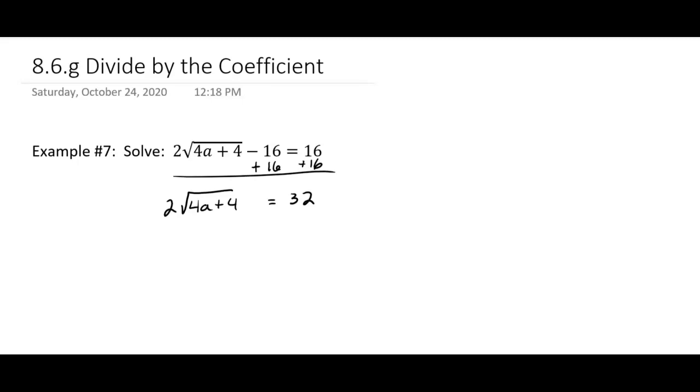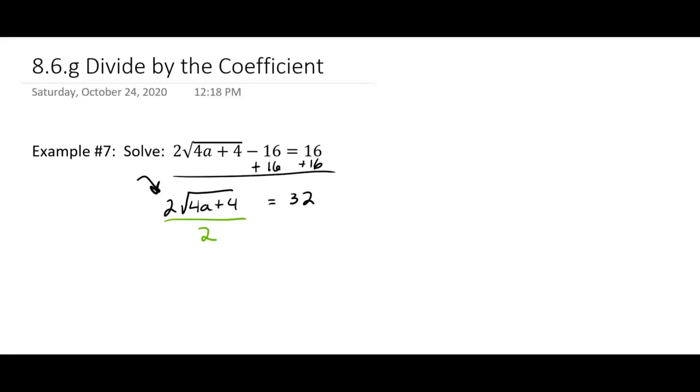Now this is what's different. I don't really have the radical completely isolated. That 2 that's in front is kind of in the way. Now it can be there and we can finish the problem, but I would rather it weren't there. So I can divide both sides by 2, and that's just going to make life a little bit easier.